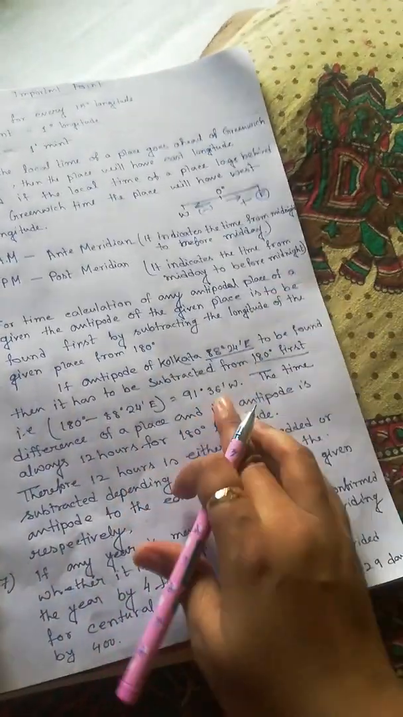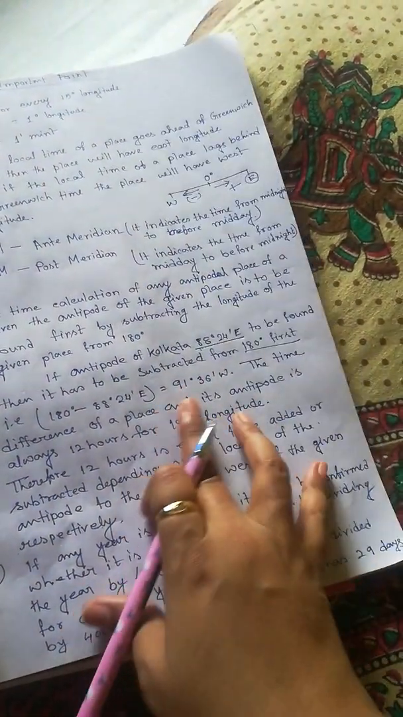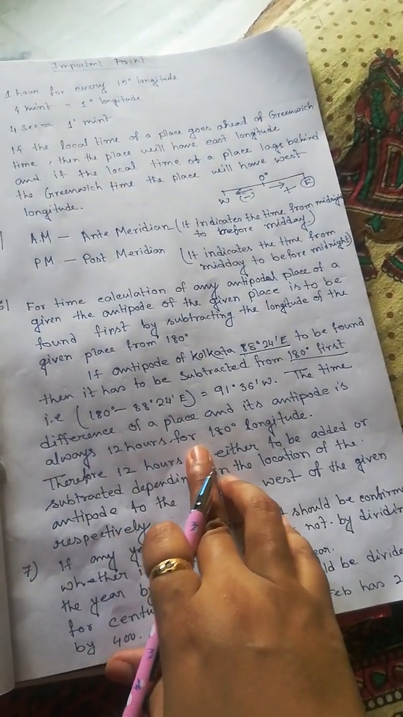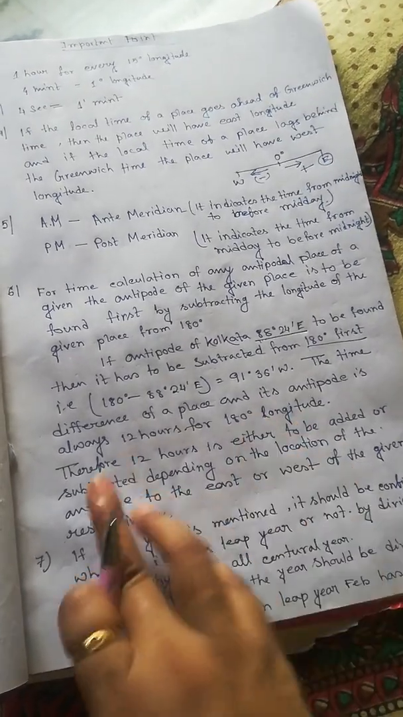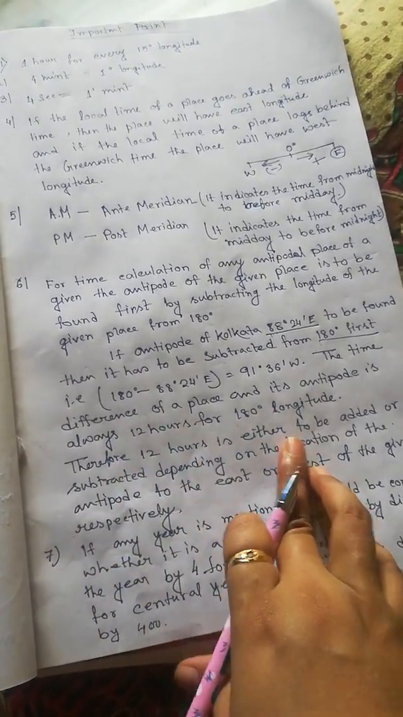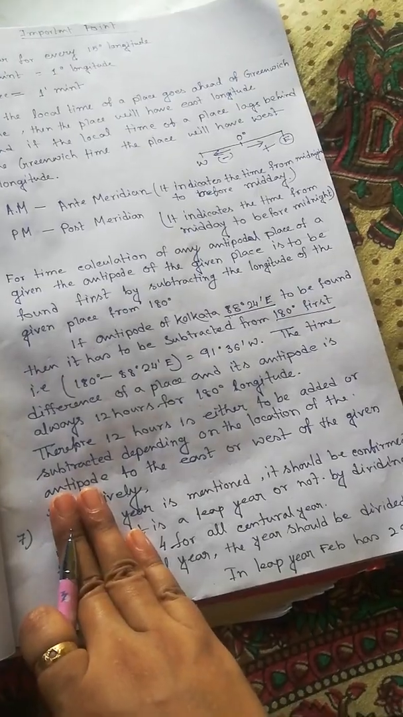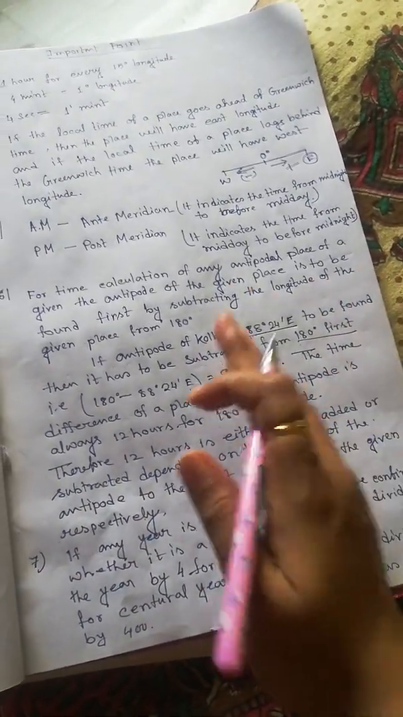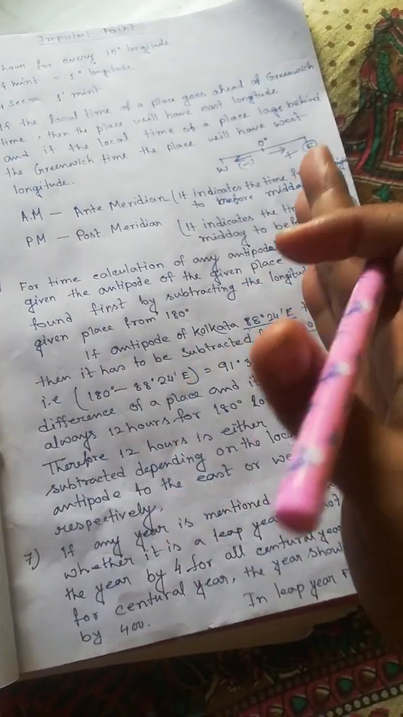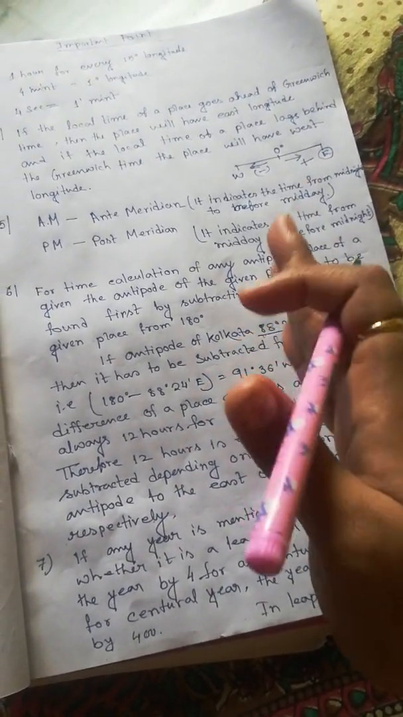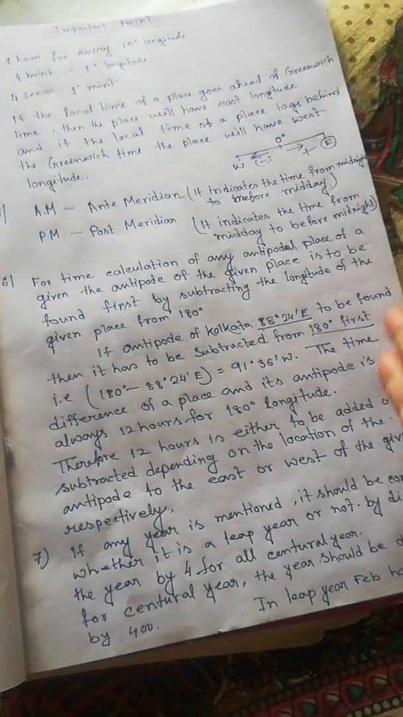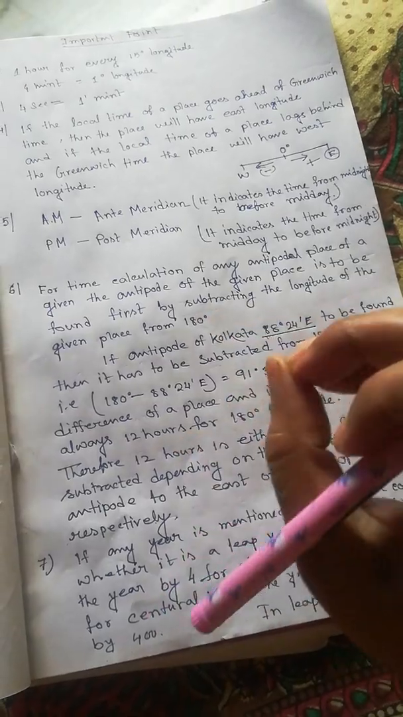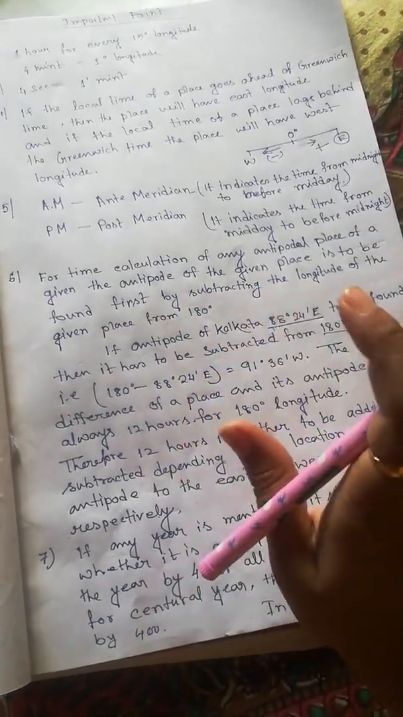Here you always have to remember the time difference of a place and its antipode is always 12 hours for 180 degrees longitude. Therefore 12 hours is either to be added or subtracted, depending on the location of the antipode, that is east or west. If it is located in the east hemisphere, you have to add the time, and if you are in the western hemisphere, you have to subtract the time.